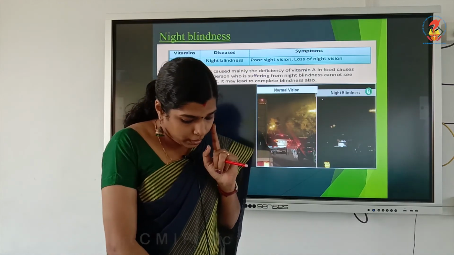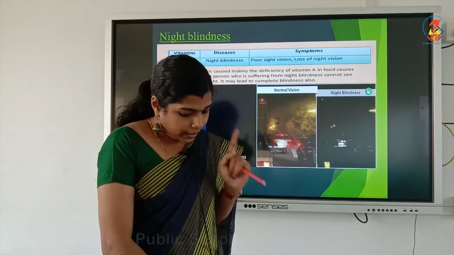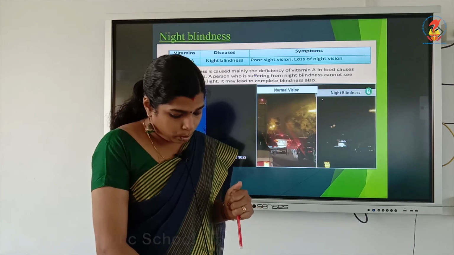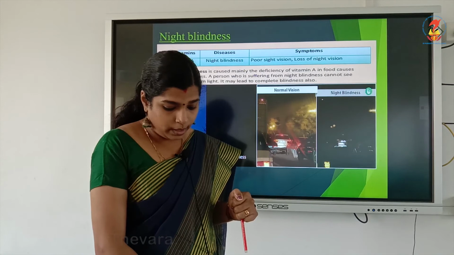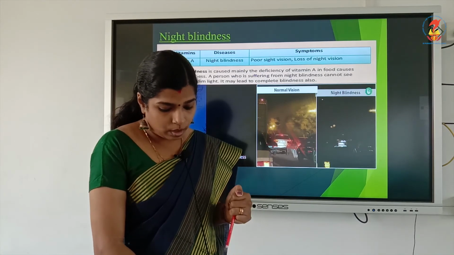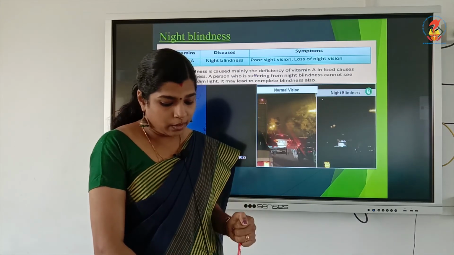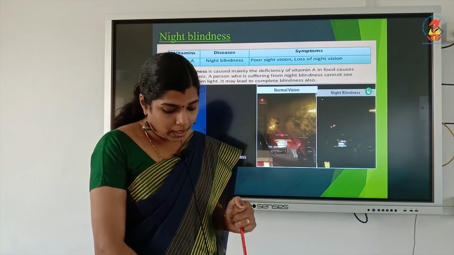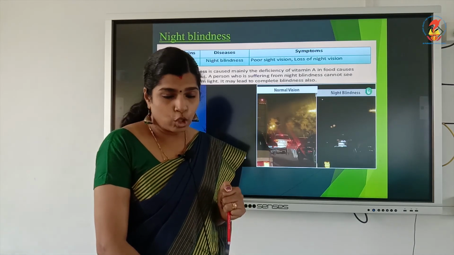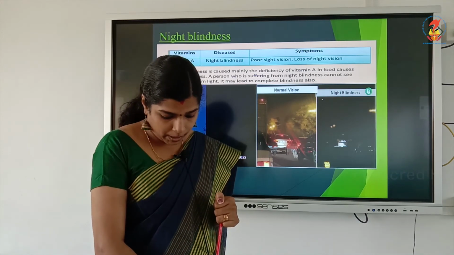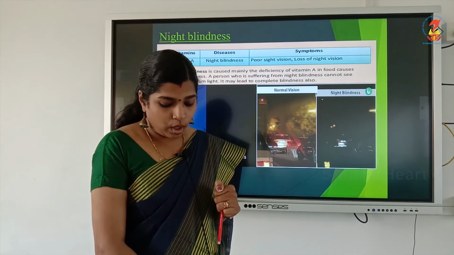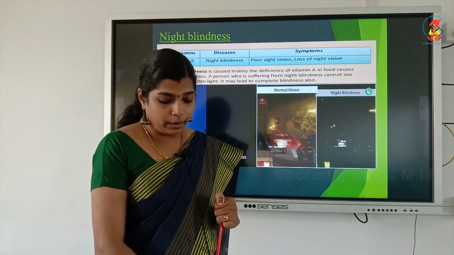One should therefore include in the diet components which have vitamin A. Raw carrots, broccoli, green vegetables, cod liver oil are rich in vitamin A. Egg, milk, curd, cheese, butter and fruits such as papaya and mango are also rich in vitamin A.